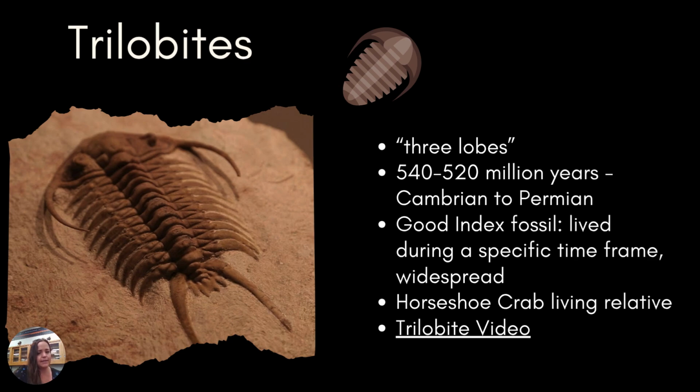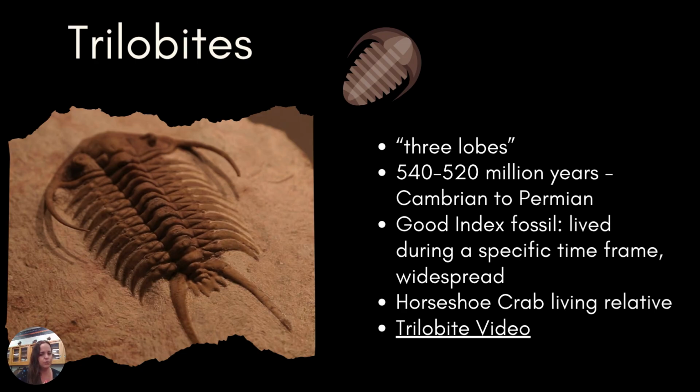All right, so trilobites. These are very particular to the Cambrian to Permian time, so they're found in a very specific time frame, which makes them a really good index fossil. They have 3 lobes, so you can see 3 segments there on the specimen. Like I said, they're a good index fossil, so they were widespread. They weren't just California fossils. They were found globally, and they were found for a specific period of time, a 20 million year time span, but they weren't found anywhere outside of that.